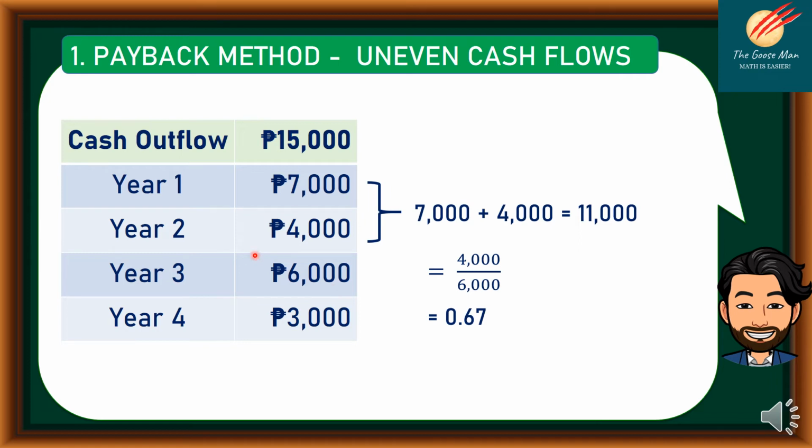Take note that I have year 1 and year 2 already. So the total payback is the first 2 years, plus a part of year number 3, which is 0.67. All in all, the payback on these uneven cash flows is 2.67 years.